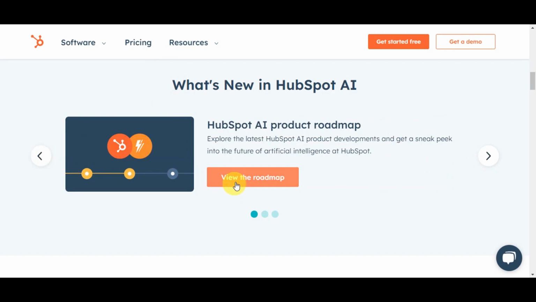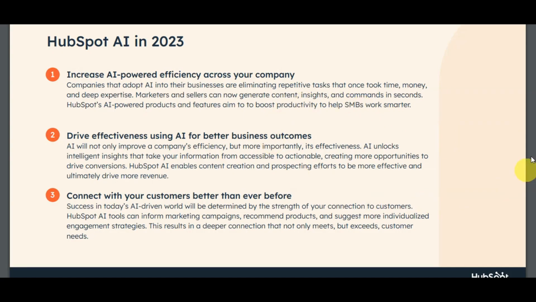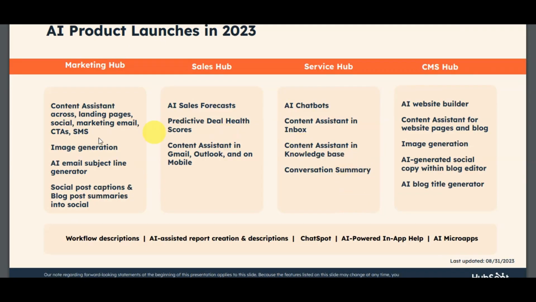So let's go and visit the roadmap in here. And now here on the roadmap, you should be able to see the different things that HubSpot AI will do. It will increase AI-powered efficiency across your company, drive effectiveness using AI for better business outcomes, and connect with customers better than ever before. Now you should also see in here when it was launched.